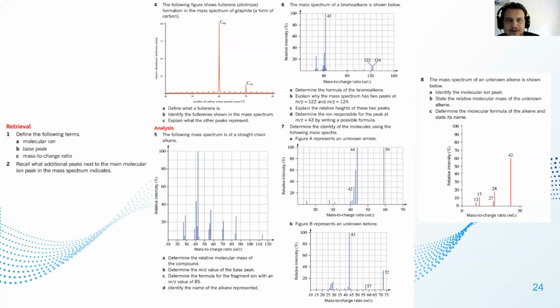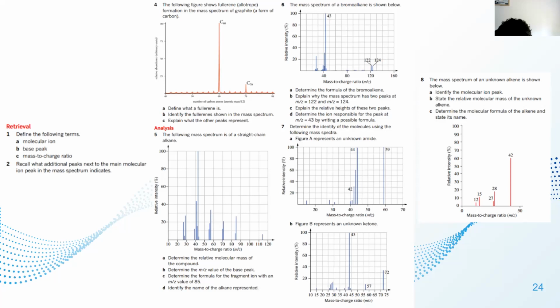Okay, we're not going to look at the fluorine question. So what is the relative molecular mass of this compound here? 114. Yeah, 114. So 114 is the M/Z and the relative molecular mass.